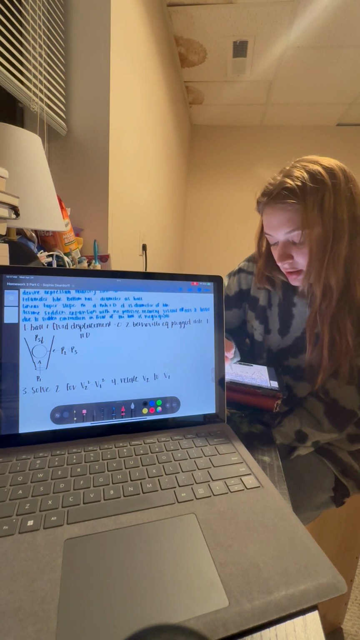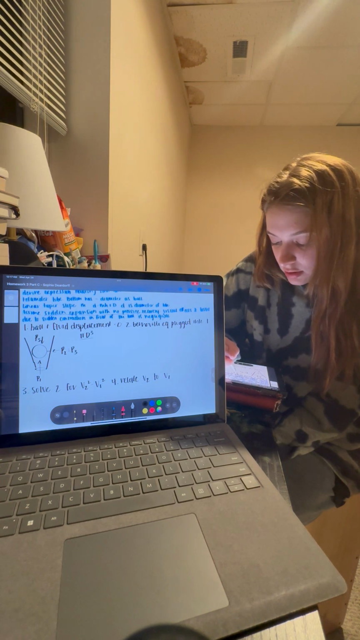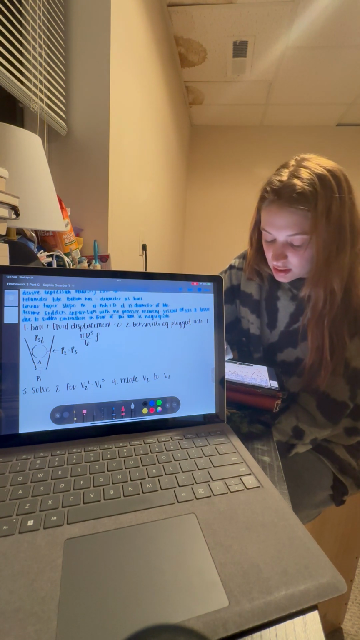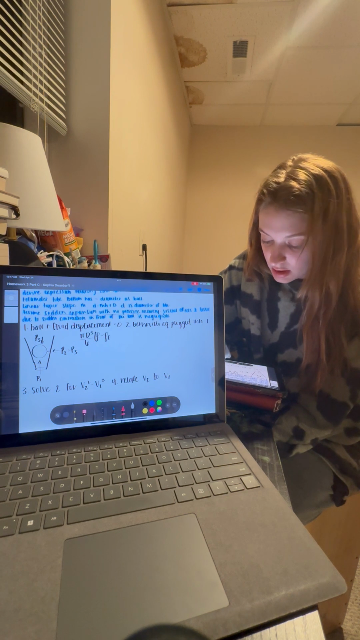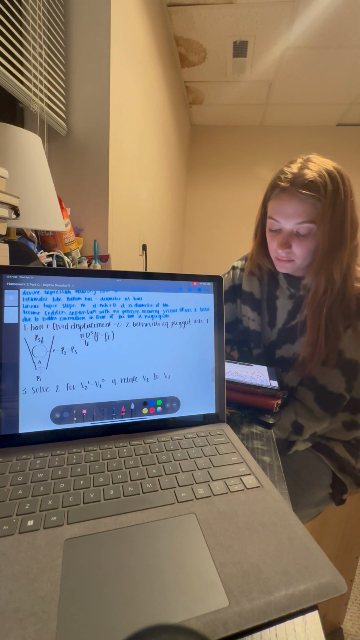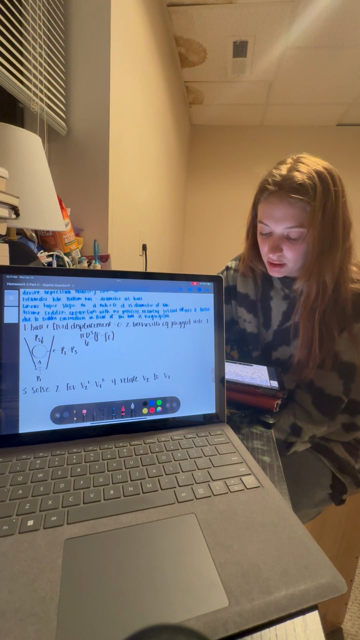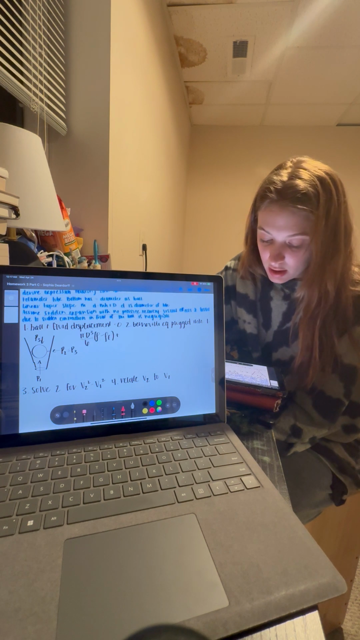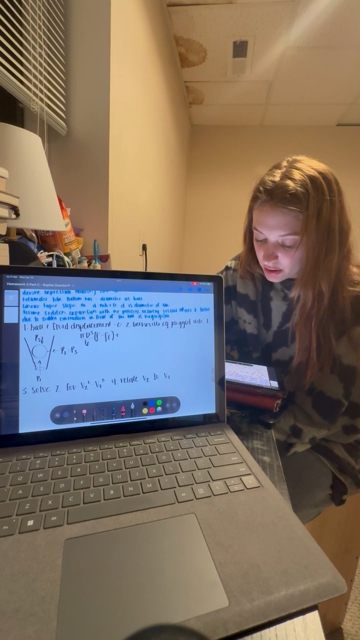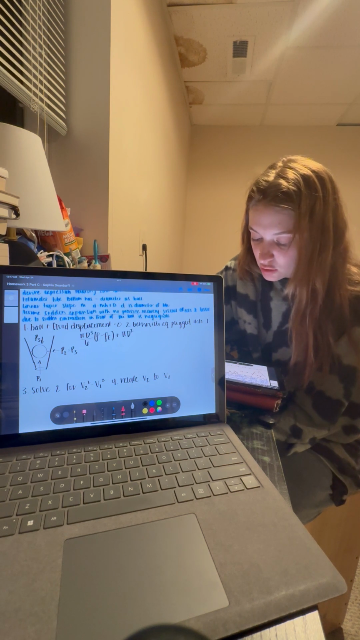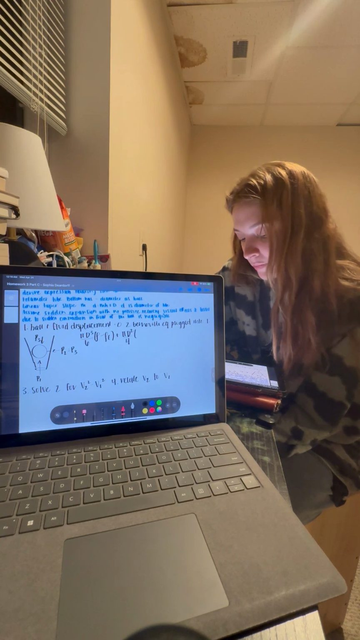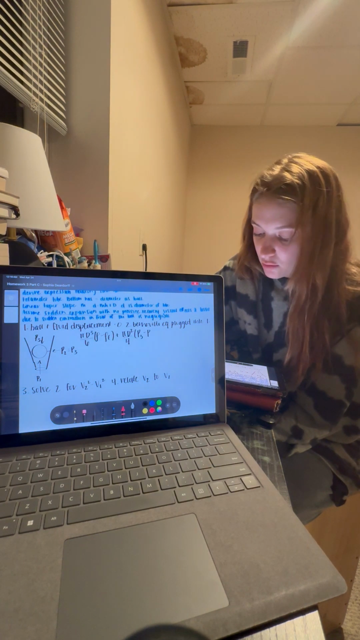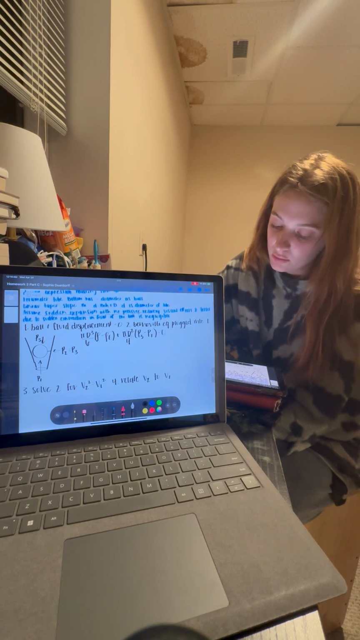It's going to be pi d cubed over 6 times the difference in densities of the ball and the fluid. And then we can add the weight of the fluid displacement using the pressure difference. So that'll be pi d squared divided by 4 times P3 minus P1, and then that equals 0.